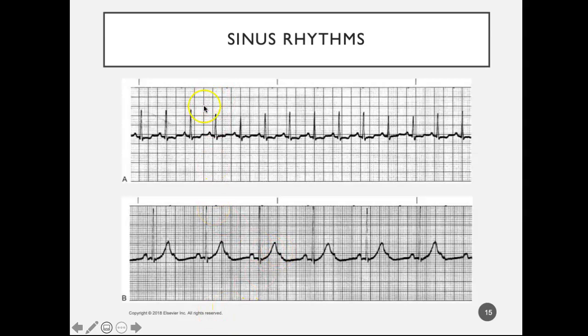So just to show you that these are sinus rhythms, even though this is tachycardic, and this possibly could be a little bradycardia, but they're all sinus.